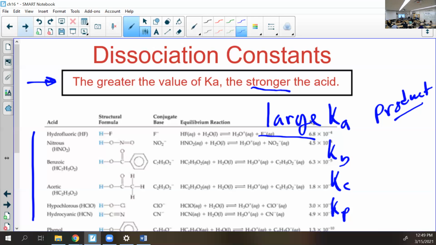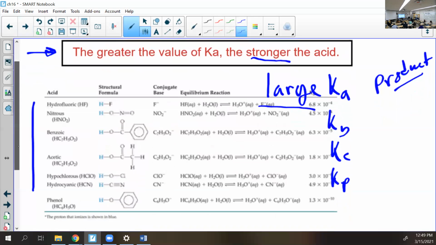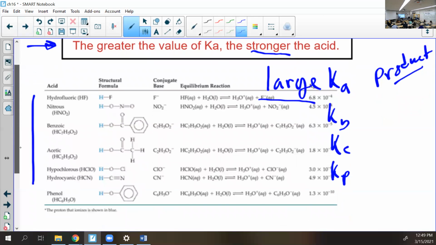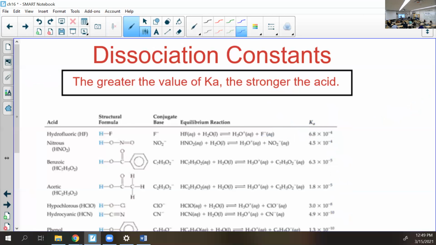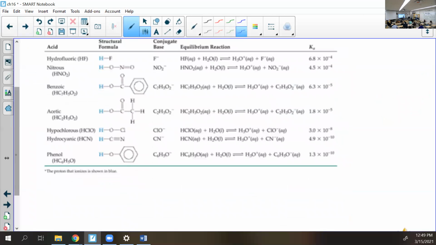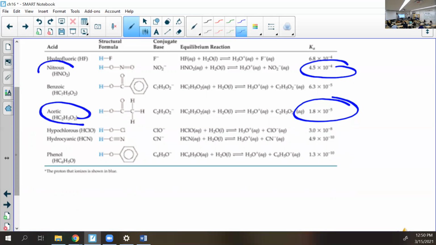Okay, now there's nothing on this chart you need to know, but you should be able to answer a question that says, let's say, based on the Ka, which is a stronger acid, acetic or nitrous? And I know that's super blurry. This says 10 to the negative 4. This says 10 to the negative 5. So tell your partner which one's stronger.